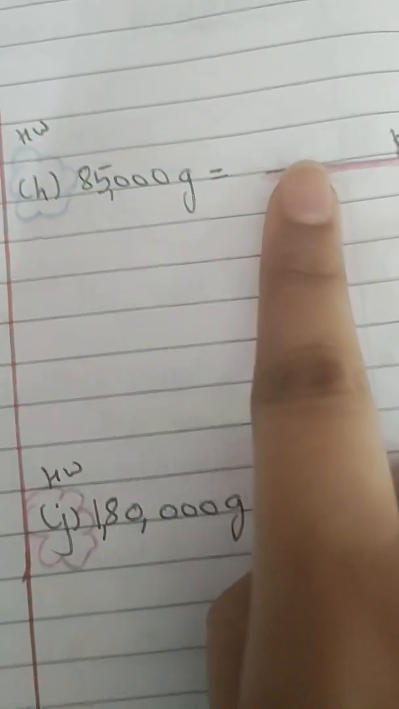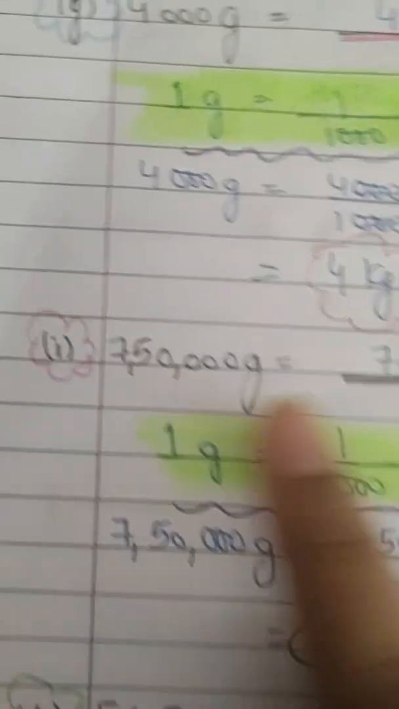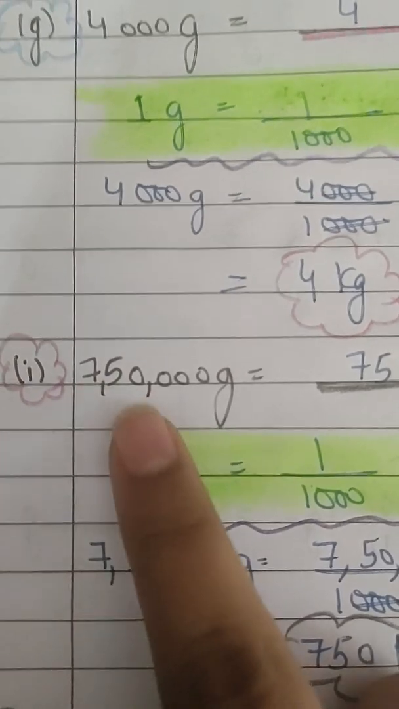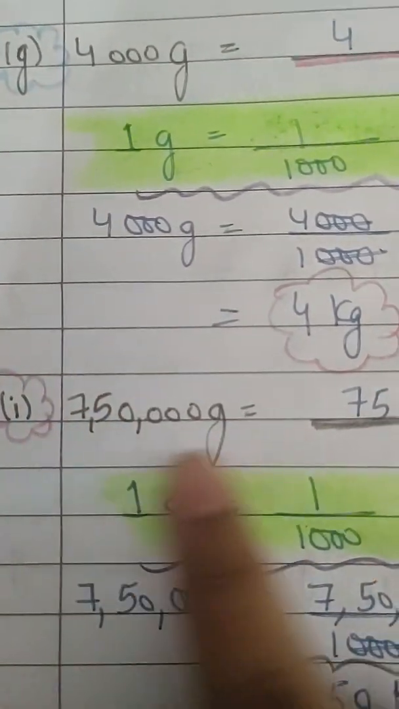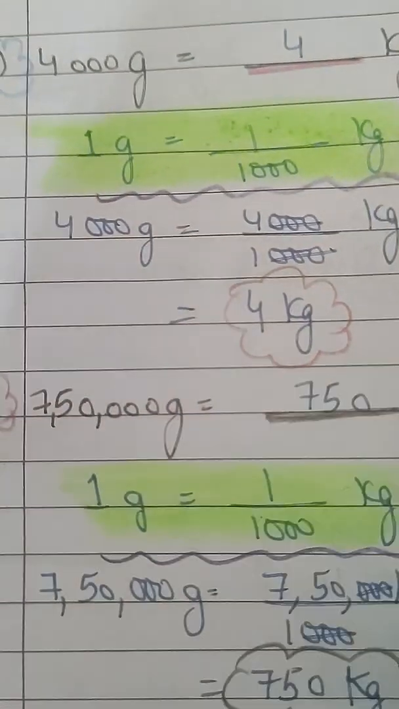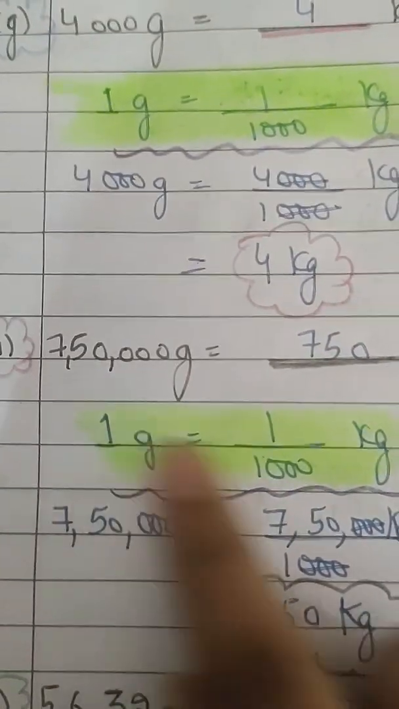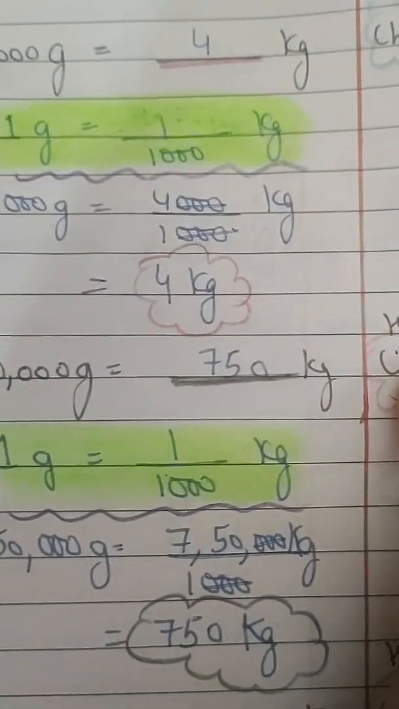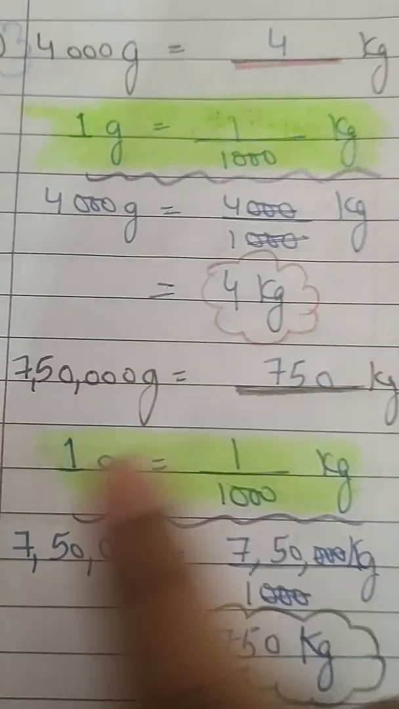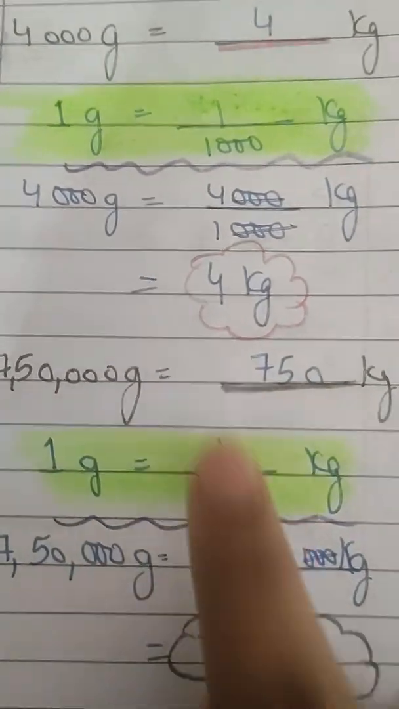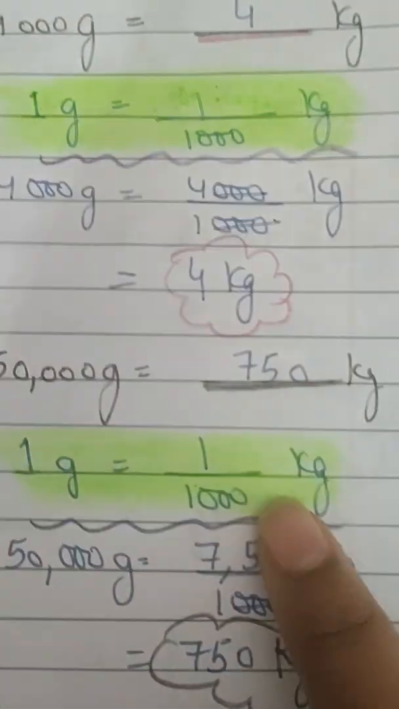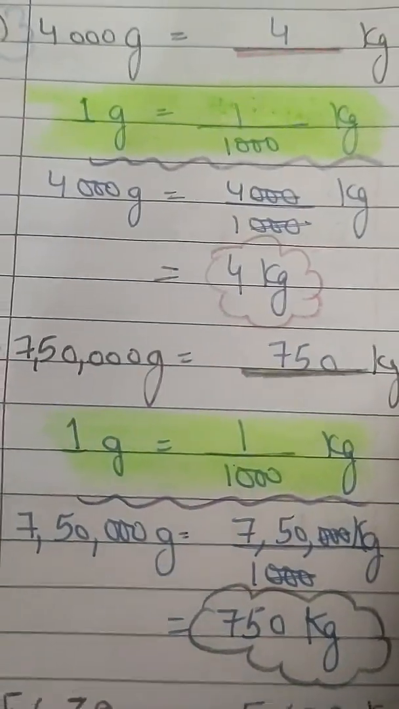Again here also I have given the same type of question for your practice. Then we have 7,50,000. Okay, so there are many zeros here. Here 3 were there, so we have cut. Now again you have to write gram to kilogram. We have to go gram to kilogram. So 1 gram is equal to 1 upon 1000 kilogram. Same formula, smaller to bigger we are going.